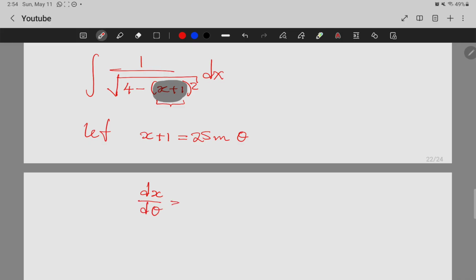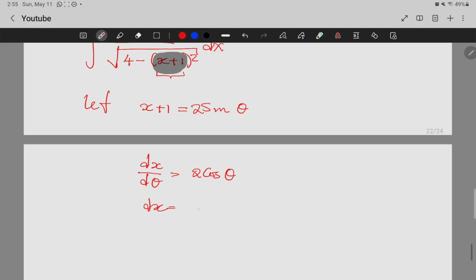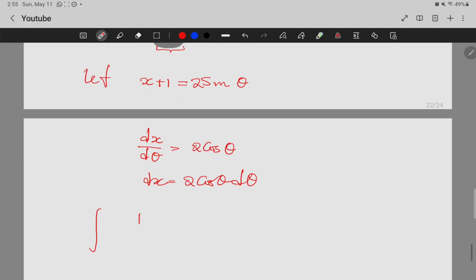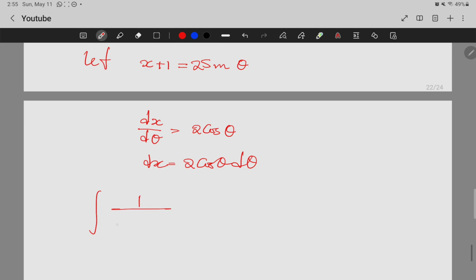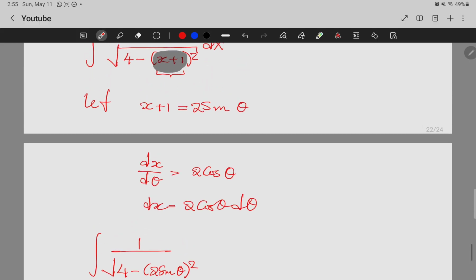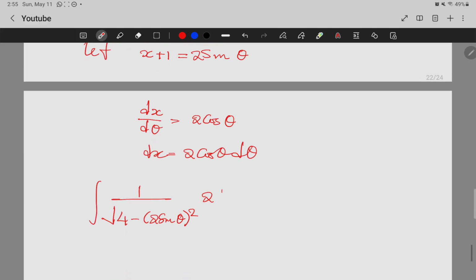Here when we get dx d theta, we'll have this. The derivative of 1 there will be 0. So we'll have 2 cos theta. So that dx is equal to 2 cos theta d theta. When we substitute in our expression, we now have this: root of 4 minus, where we have x plus 1, we'll put 2 sine theta, but this has to be squared. And where we have dx, we'll put 2 cos theta d theta.